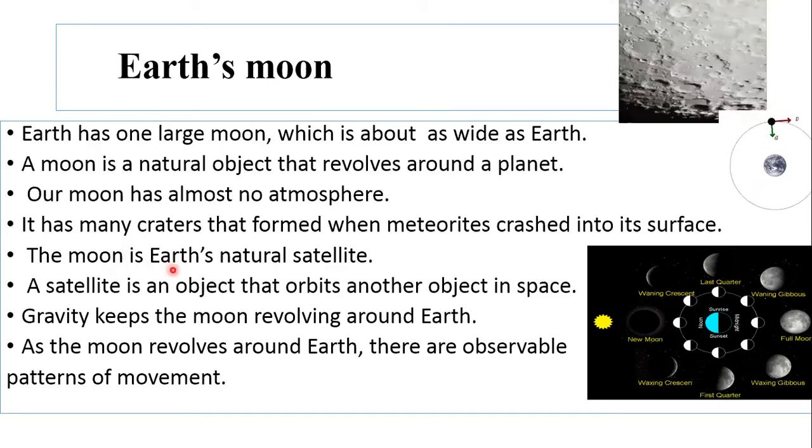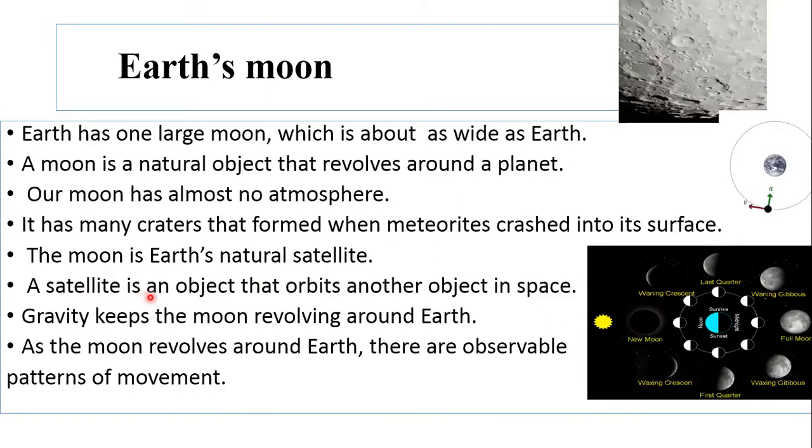The moon is Earth's natural satellite. A satellite is an object that orbits another object in space. Now, the gravity keeps the moon revolving around Earth. The gravity keeps the moon revolving around Earth.